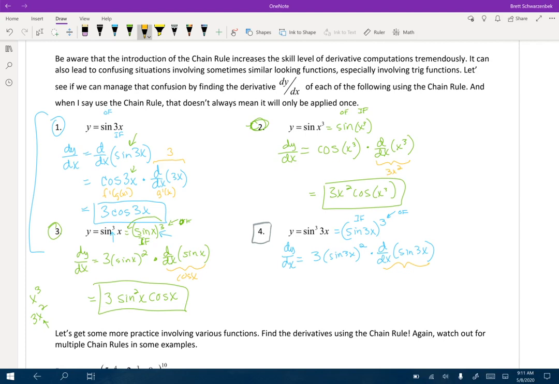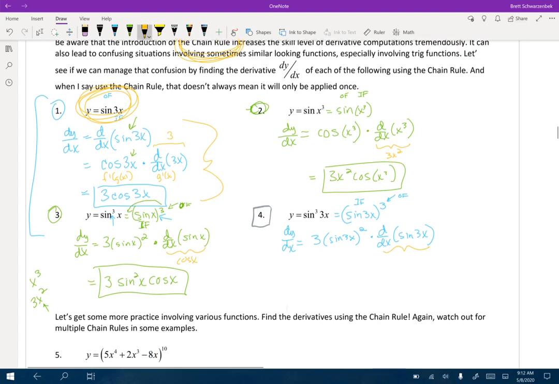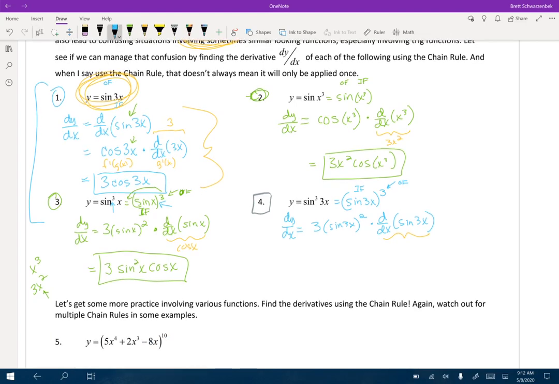Because look at what the first problem was. Our first problem was the derivative of sine 3x. And what did we need in order to do that? We needed the chain rule. Which means this is a double embedded chain rule. We need to do the chain rule again. So if we're doing it again, what does that look like?